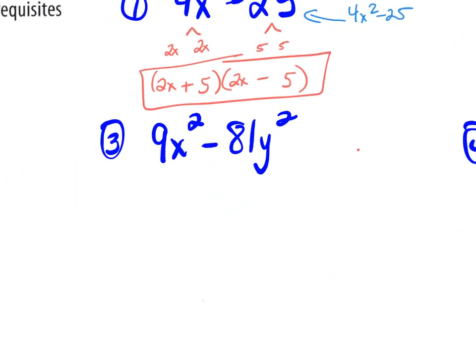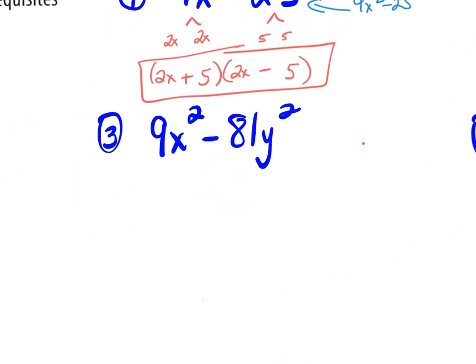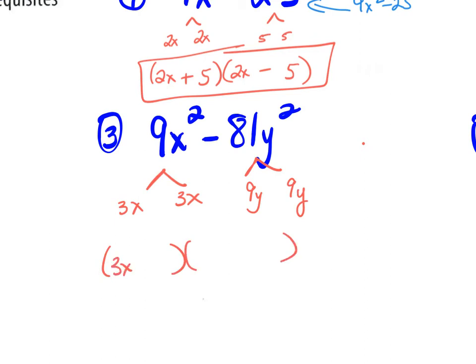All right, what about here? Is there a minus sign in the middle? Yes. Okay, so what times what is going to give me 9x squared? 3x and 3x. What times what is going to give me 81y squared? 9y. Okay, so my two parentheses are going to look like this. 3x in the front of both. What's in the back? 9y.